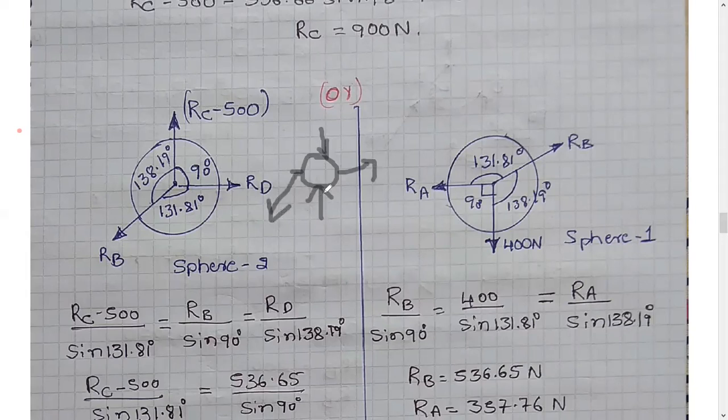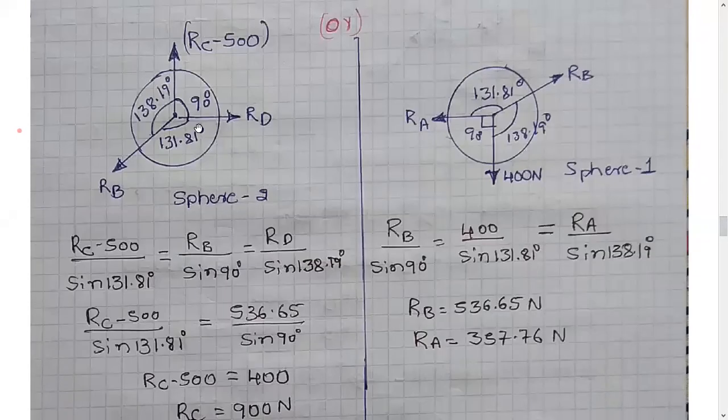So I have used the resolution of force here. I know the 500 Newton is acting downward, so I have taken it as minus 500, plus RC acting upward, which I have taken as positive, that is RC minus 500. So in total, how many forces are acting here? There are only 3 forces acting in the system, and we have determined the angles between all these forces. Now if you apply Lami's theorem for the same problem, you get RC minus 500 by sine of 131.81 degree. What is sine of 131.81 degree?